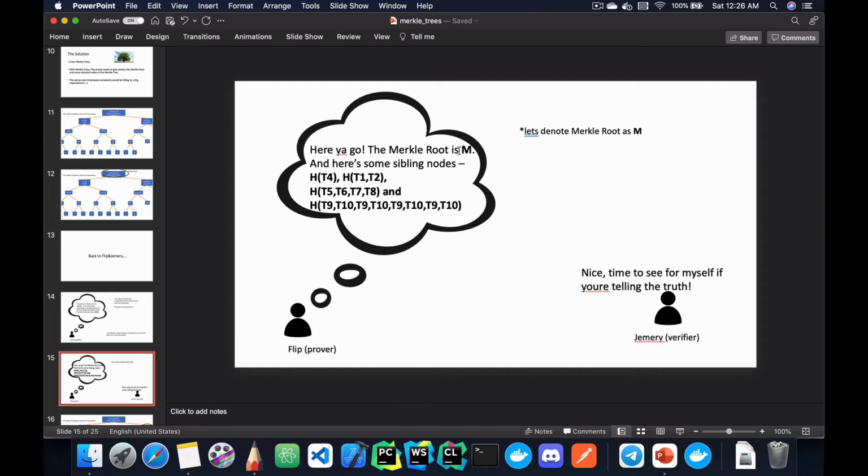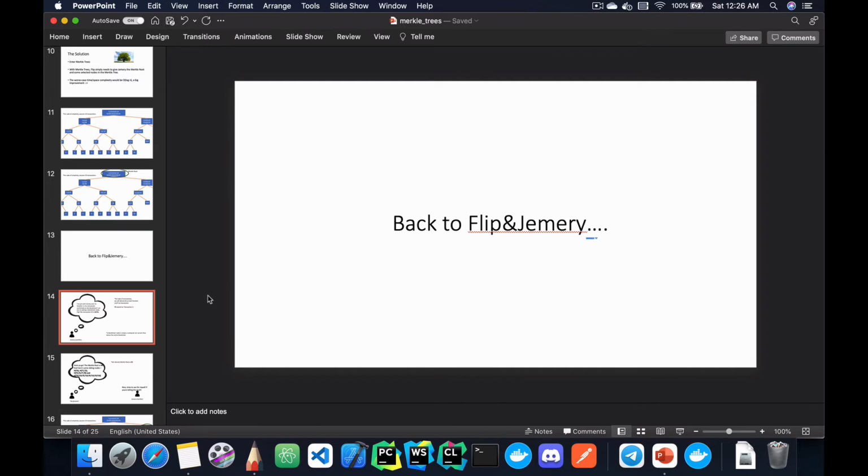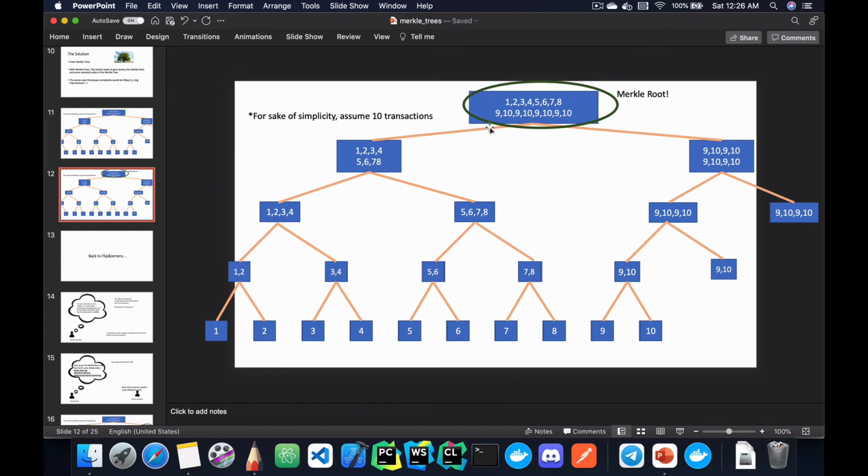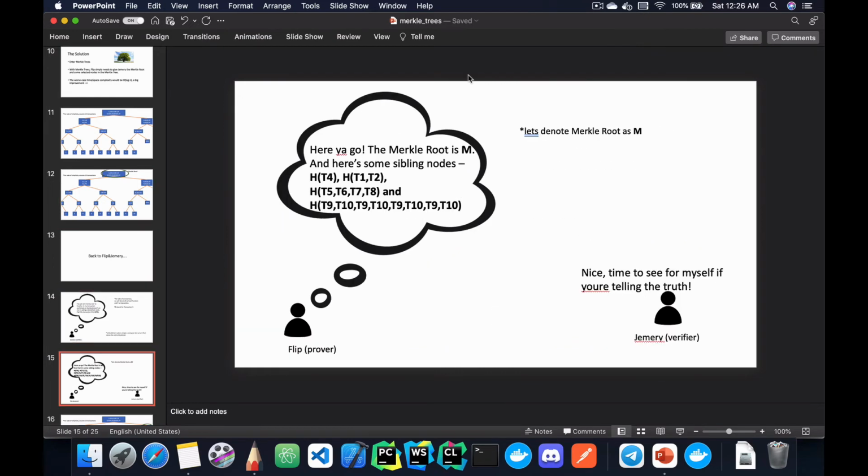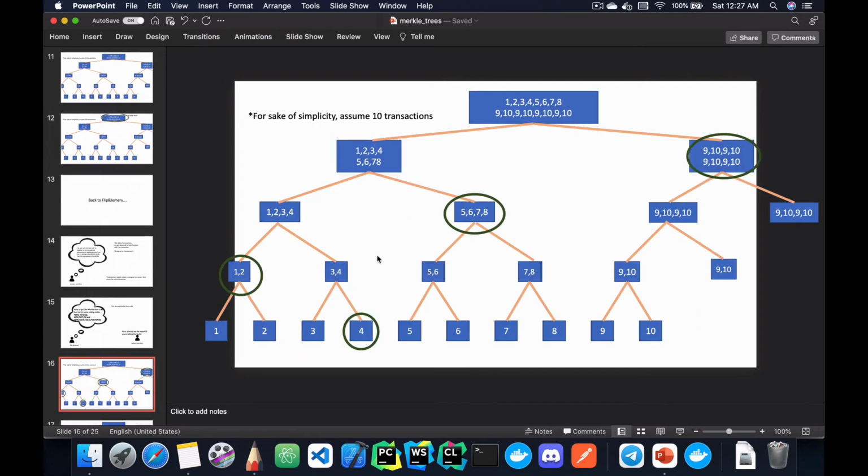He gives Jeremy the Merkle root M, which is this big top node over here. He also gives some selected nodes: the hash of transaction 4, the combined hash of the first and second transaction, and so on and so forth. Now, you might be wondering, why of all nodes, is he giving these 4 particular nodes? It's not very clear at this point as to why Flip is giving these 4 particular nodes. But in the next slide, you will see why.